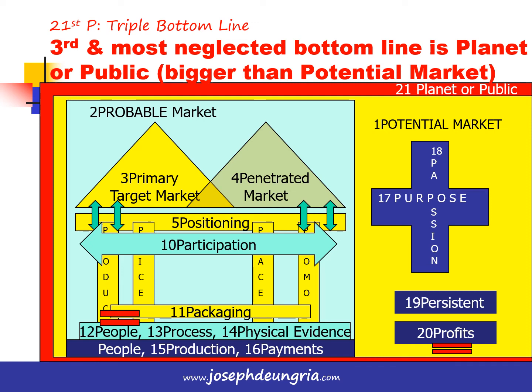Okay, so we're now at 21. How many to go? 33. 33 na lang. Okay, 21st P is the triple bottom line. So yeah, 21 is the planet. Yeah, yeah. All right. Yeah. Planet. Yeah, 21. Okay.